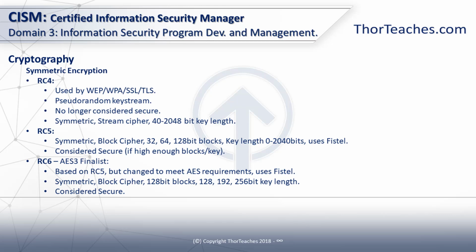RC6 was another finalist for the AES competition, but obviously it didn't win. It's based off RC5, but it was changed to meet the AES requirements, and it uses the Feistel cipher. It only uses 128-bit blocks and 128, 192, or 256-bit key lengths. It is still considered secure. It is also not very widely used.